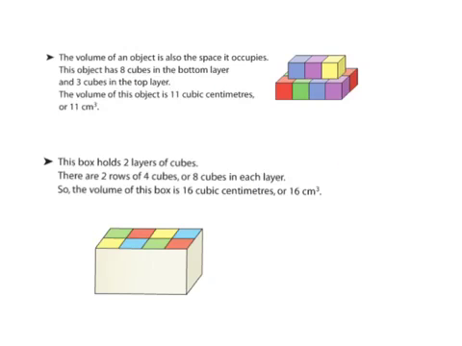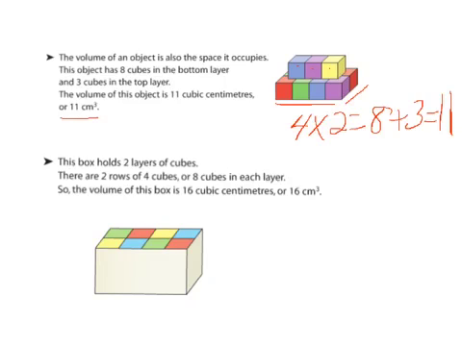Sometimes we have objects that are irregular. They're not a specific kind of a shape. And we can still count the volume by figuring out how many cubes there are. So if you look at this one, for example, there are 4 cubes along the bottom, 2 cubes deep, 1 cube high. So that layer is 4 times 2, which is 8. So 8 in that bottom layer, and we have 1, 2, 3 on the top. So 8 plus 3, which makes it a total of 11 centimeters cubed for this one.